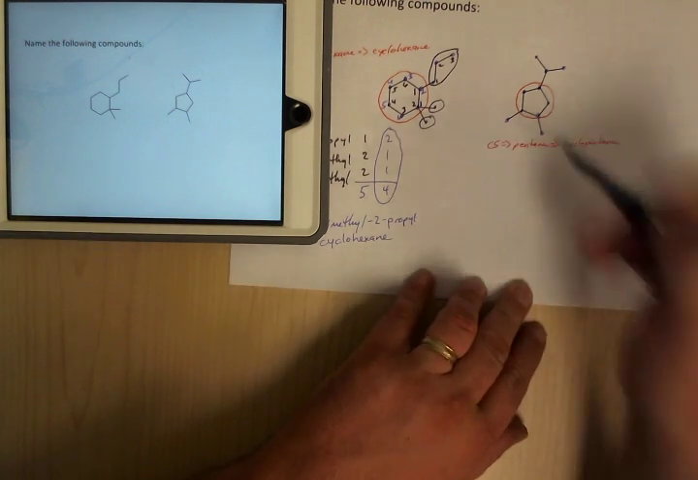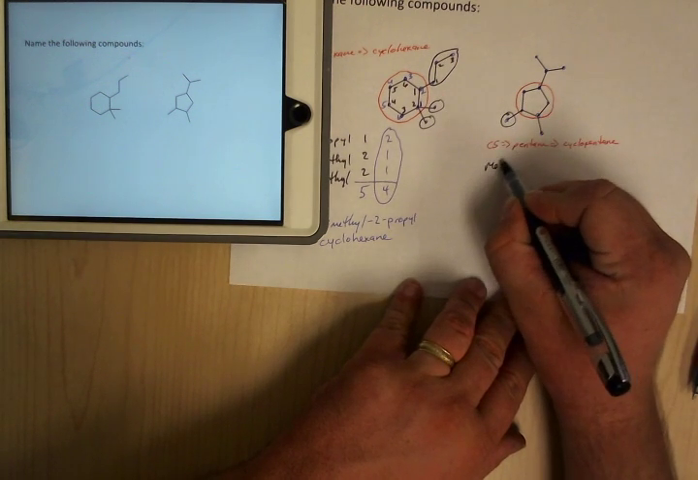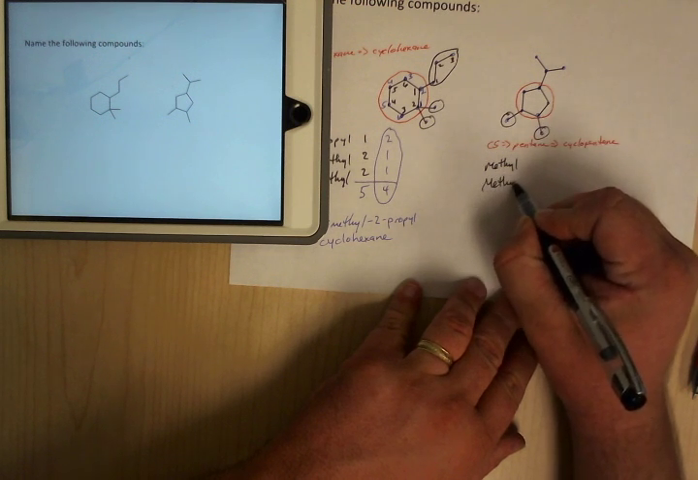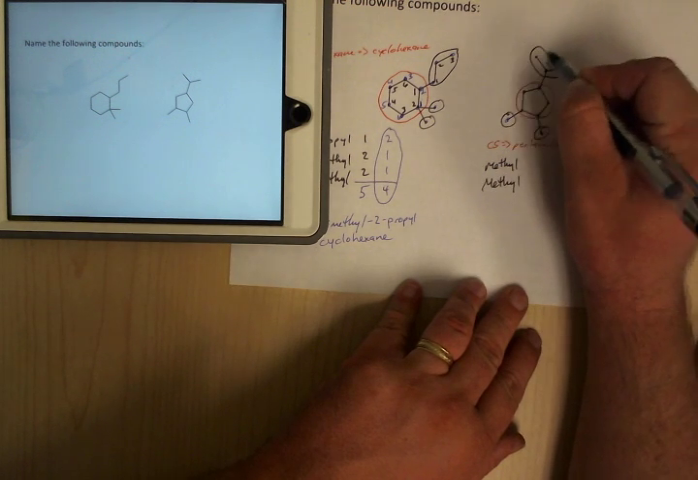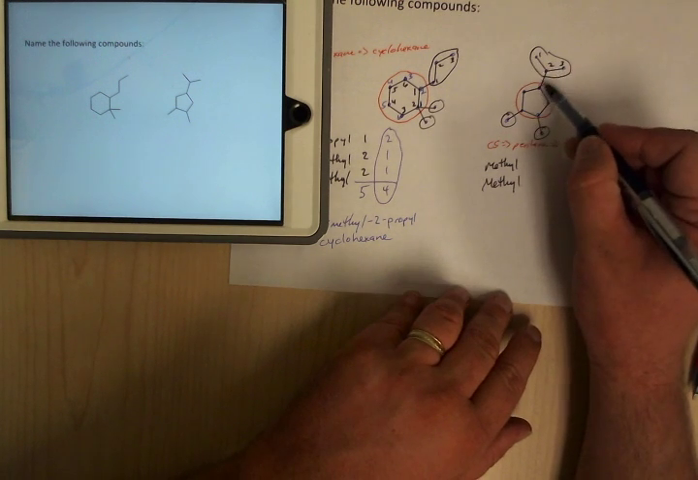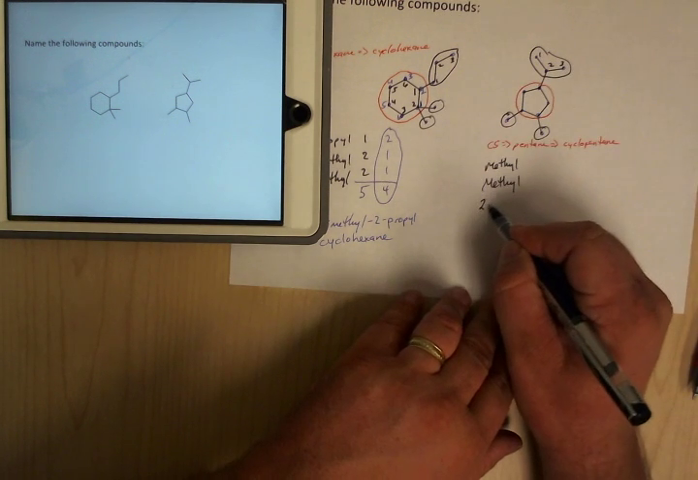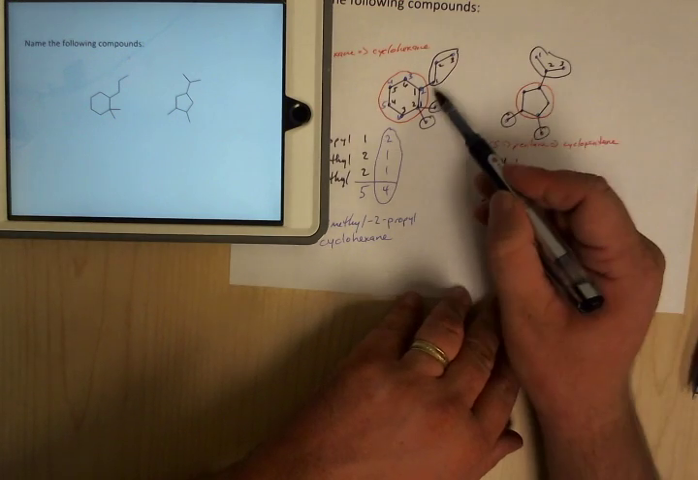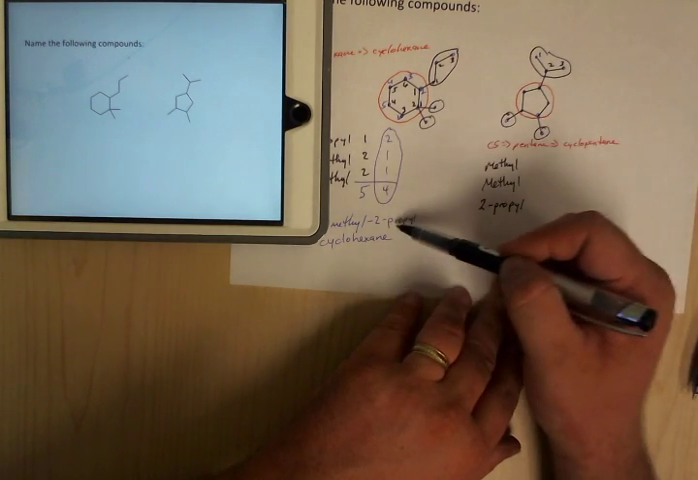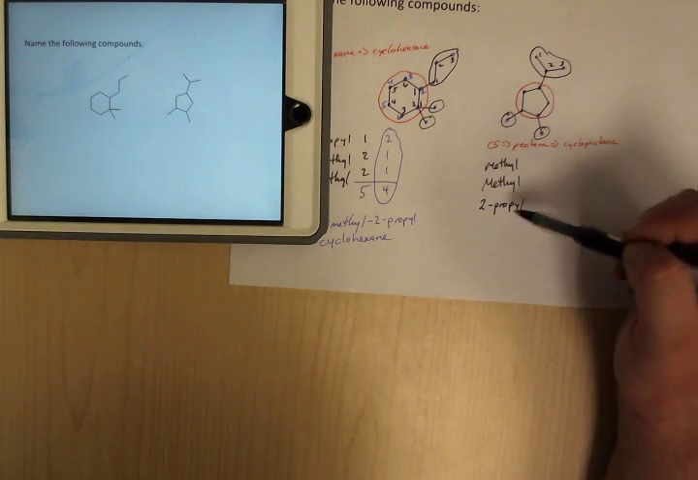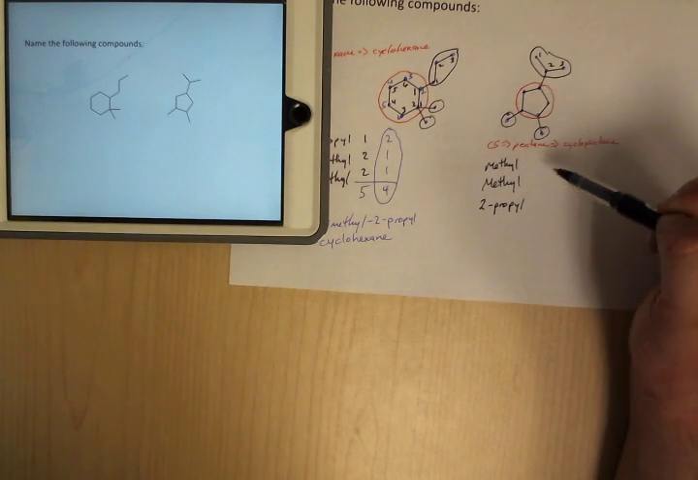And again, we have that methyl, this methyl. Now this is a propyl, but remember, it's propyl because it's 3 long. Since it's attached to carbon 2, we call that a 2-propyl group. This one was attached to carbon 1, so it's just a regular propyl. We can call it 1-propyl. This one's attached to carbon 2, so this is considered a 2-propyl group.